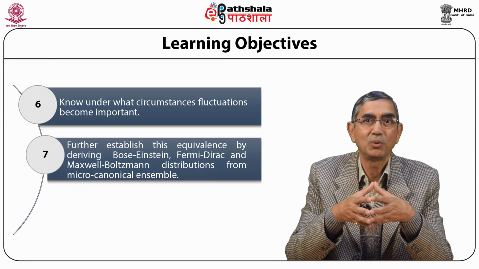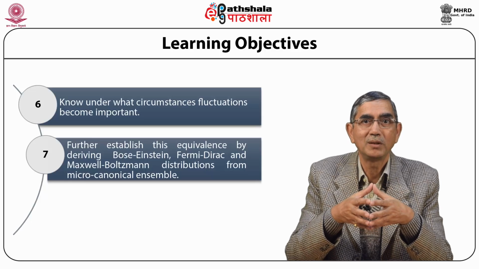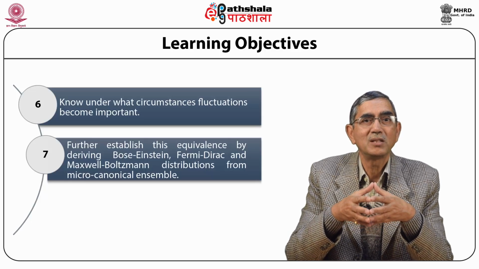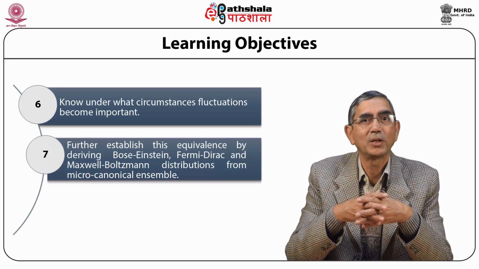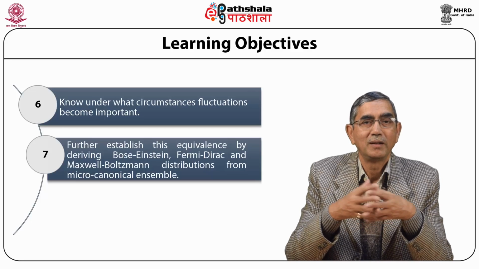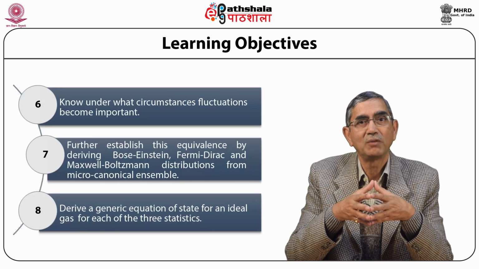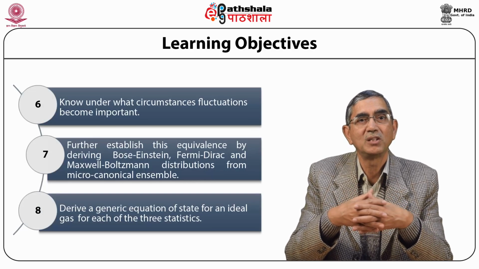Further establish this equivalence of the ensembles by deriving Bose-Einstein, Fermi-Dirac, and Maxwell-Boltzmann distributions from microcanonical ensemble. Derive a generic equation of state for an ideal gas for each of the three statistics.